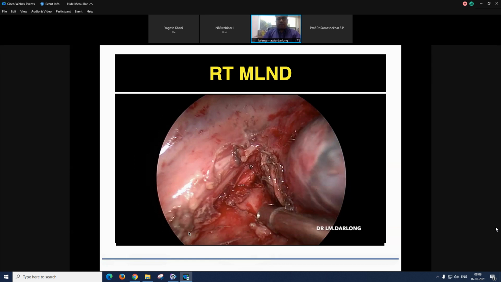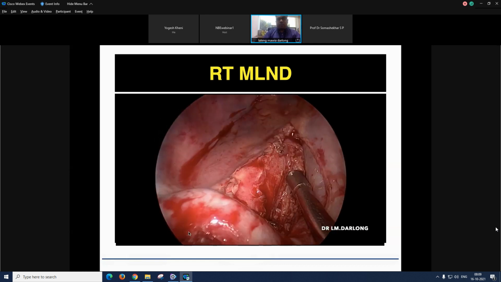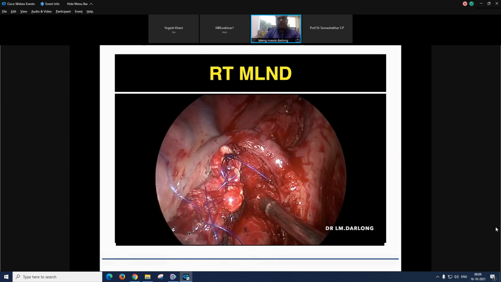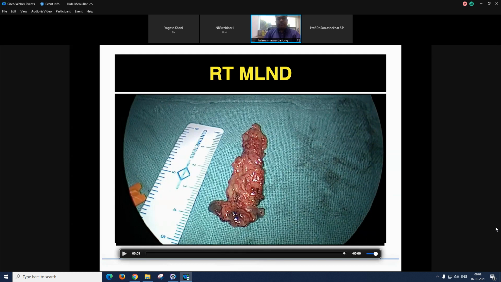You can see here this is the right subcarinal area. You can see we have removed all the tissues en bloc. These are 2R and 4R. This is a highlighted area. So at the end, you can see the mediastinum. This is the 2R and 4R. This is the lymph node packet coming out. We can see a lymph node here, but on the other side we see fat. So inside these fats, you expect the lymph nodes to be present.